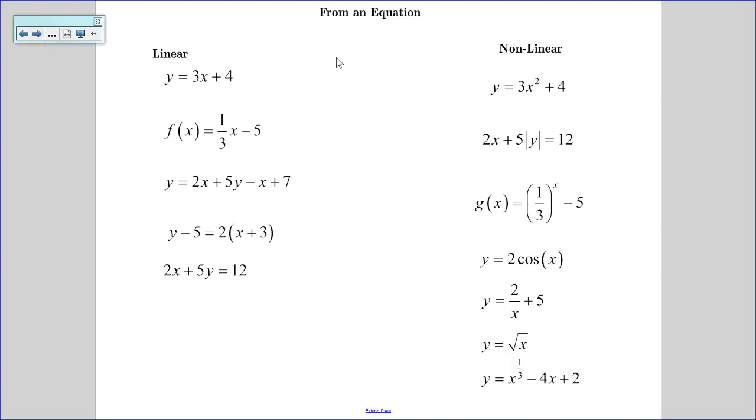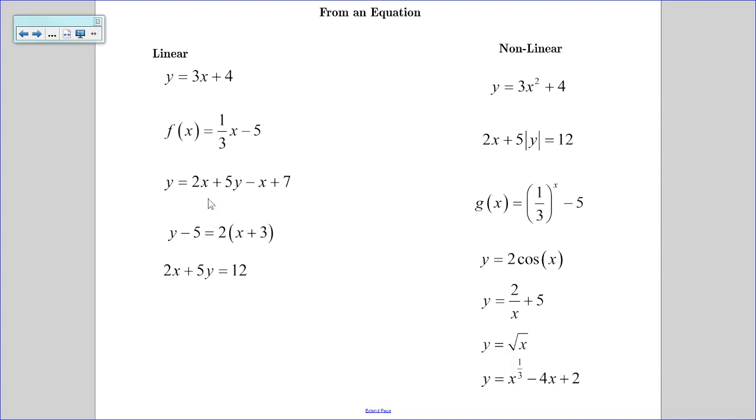Okay, if you're looking at an equation, you can group these into two baskets, either linear or nonlinear. The first one that you see, y = 3x + 4, has x raised to the first power. The second one is given as f(x), which, remember, is just a little bit fancier of a way of saying y equals.